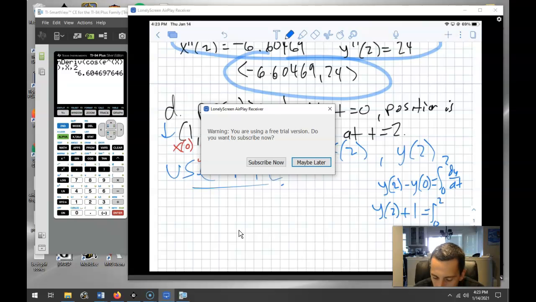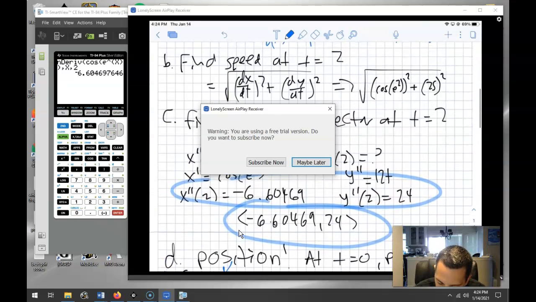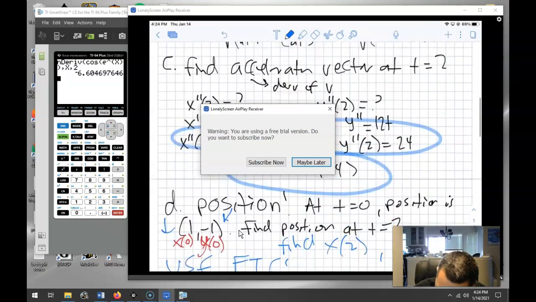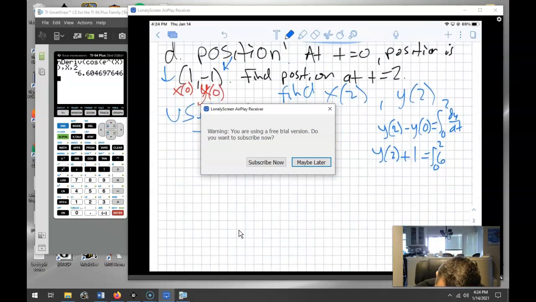0 to 2. Dy dt is what? 6t squared plus 1. Great. Then I'll just subtract a negative 1 from both sides. So y of 2 is negative 1 plus integral 0 to 2 of 6t squared plus 1 dt.